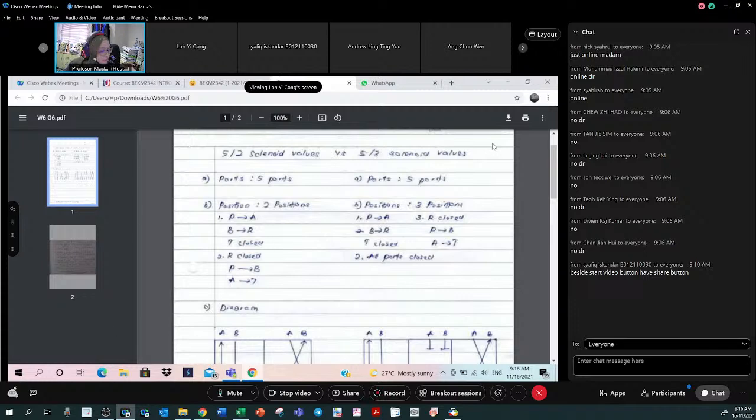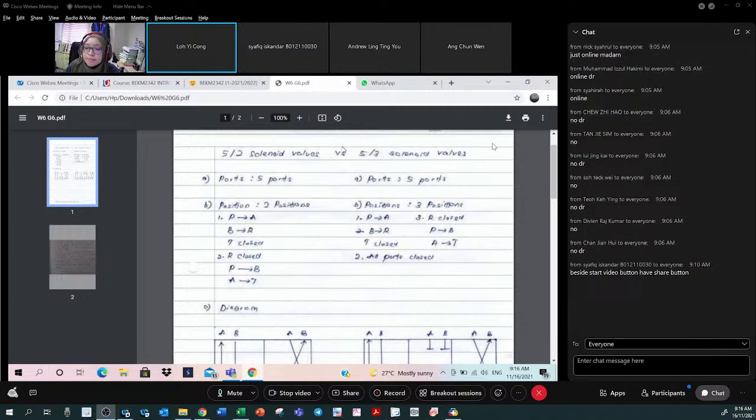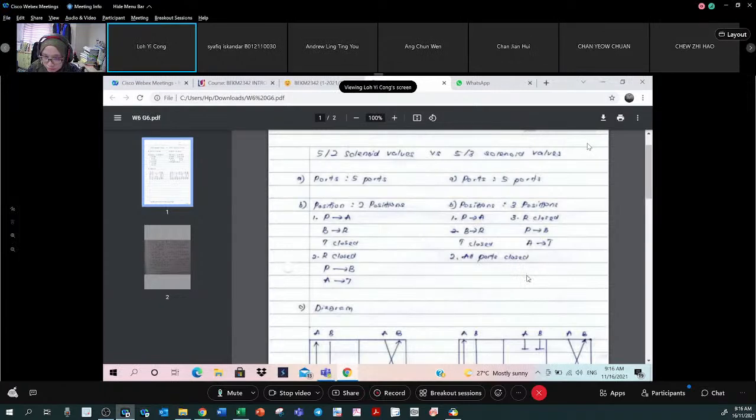Having said that, let's look at the 5/2 solenoid valve. Please start. Can you see my screen? Yes, I can see the screen. For the 5/2 solenoid valve, there are 5 ports and 2 positions.